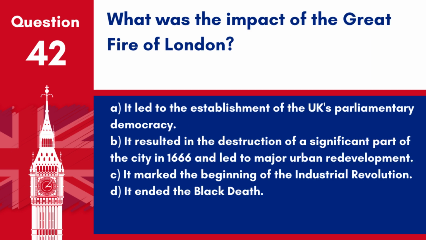Question 42. What was the impact of the Great Fire of London? A. It led to the establishment of the UK's parliamentary democracy. B. It resulted in the destruction of a significant part of the city in 1666 and led to major urban redevelopment. C. It marked the beginning of the Industrial Revolution. D. It ended the Black Death.